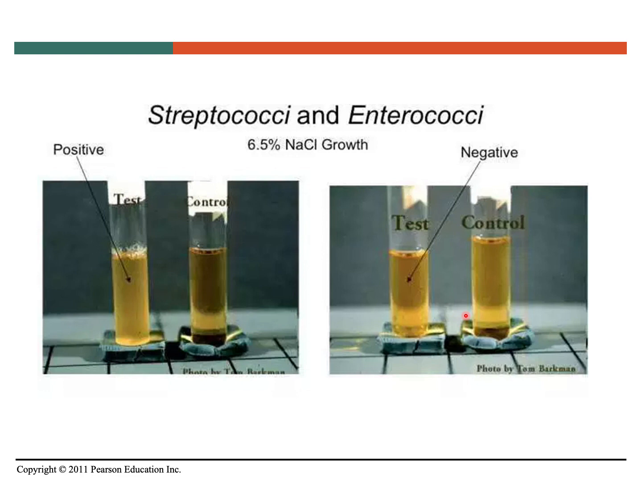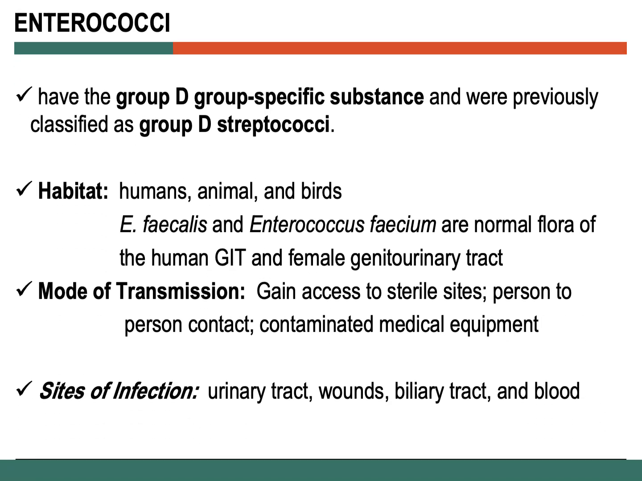So Enterococcus will grow on 6.5% NaCl, while your Streptococcus will not grow on NaCl. Your Enterococci, again, are grouped into two. Group D specific substances. The habitat of your Enterococci: you have them in humans, animals, and birds.